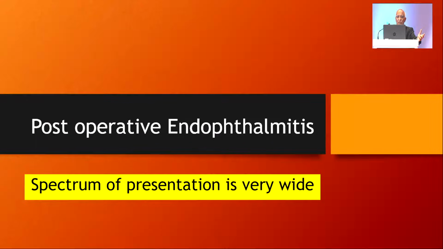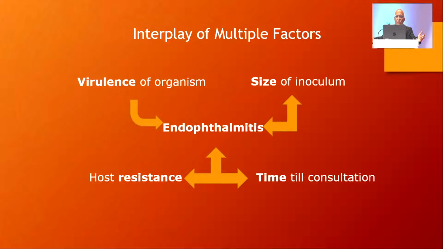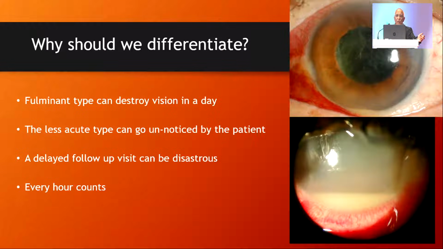Post-operative endophthalmitis, I'll try to finish within a short time. Spectrum of presentation is very wide and depends on the virulence of the organism, size of the inoculum, host resistance, time till consultation, and all these factors in varying degrees can result in endophthalmitis of varying severity. So why should we differentiate? The fulminant type can destroy vision within a day, the ones caused by the gram-negative bacilli, for example. The less acute type can go unnoticed by the patient for a very long time, and if he doesn't examine his eye, doesn't check his vision on his own, he will probably end up with a blind eye.